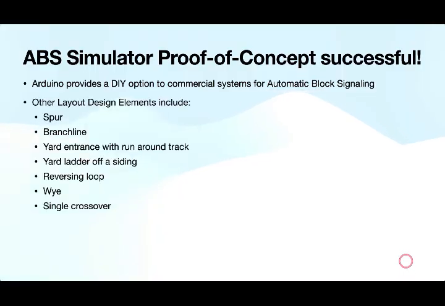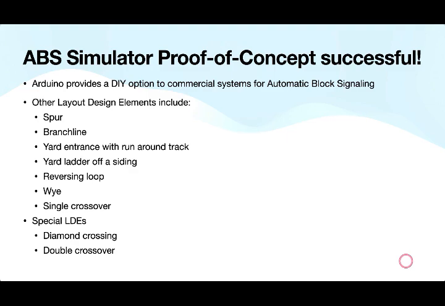Other layout design elements include a spur, branch line, yard entrance with a runaround track, yard ladder off a siding, reversing loop, Y, single crossover. Now some special layout design elements include diamond crossing and a double crossover.